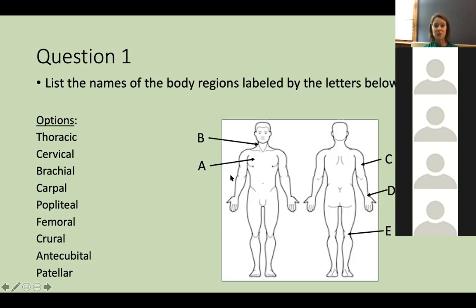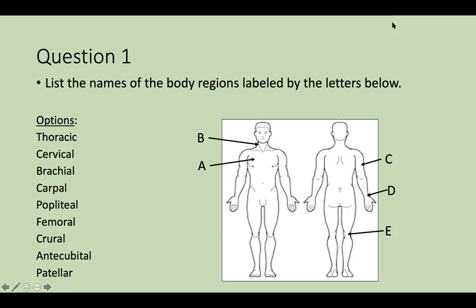If you've been studying, hopefully you know some of these. So A, that's the chest area, that's going to be thoracic. B, that's the neck, that's cervical. C, that's the upper arm, so that's going to be brachial. D, I'm pointing to the wrist, that's carpal. And E, the back of the knee, is popliteal. So if at any point you don't know what is being pointed at in questions like this, obviously ask me now or during the practical.